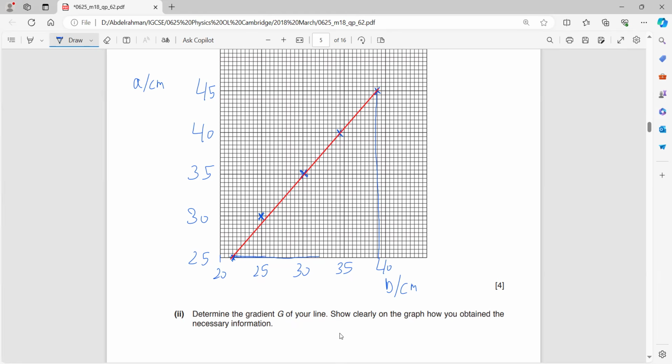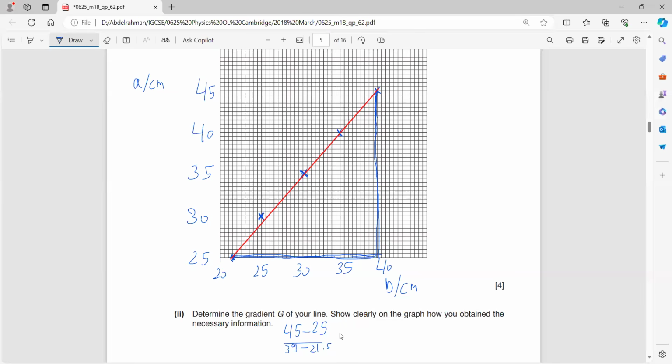Again, finding the gradient, you have to use the triangle method. That's why I'm using the two furthest points apart. Okay, and I have to complete the triangle. To measure the gradient, y2 minus y1 over x2 minus x1: 45 minus 25 over 39 minus 21.5. Okay, can someone calculate it for me quite quickly?